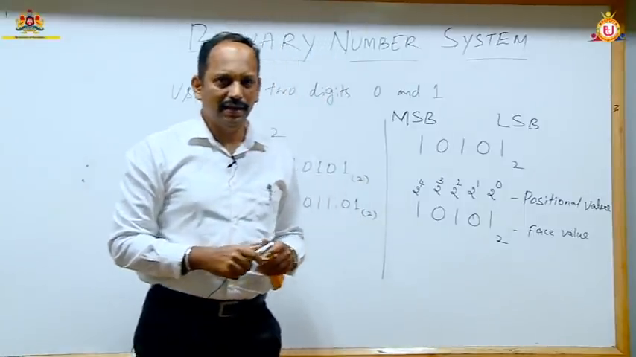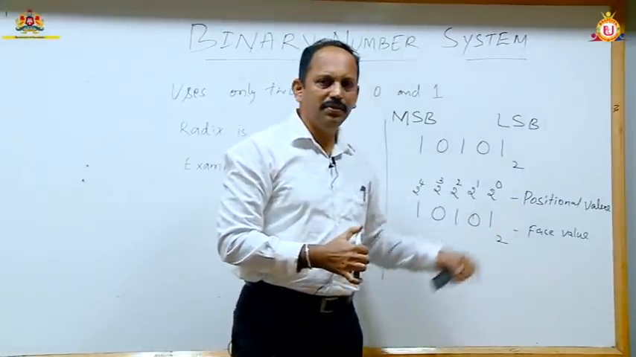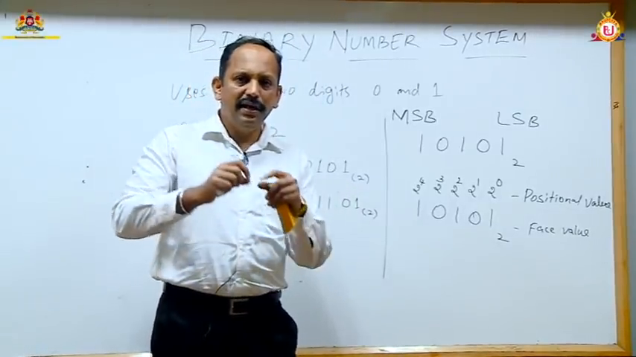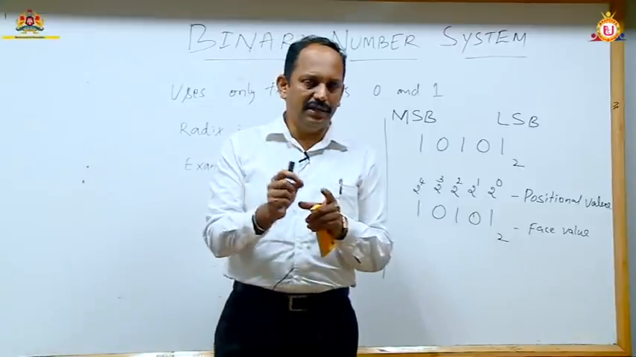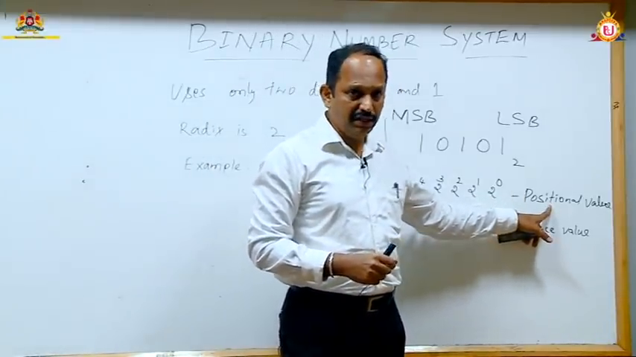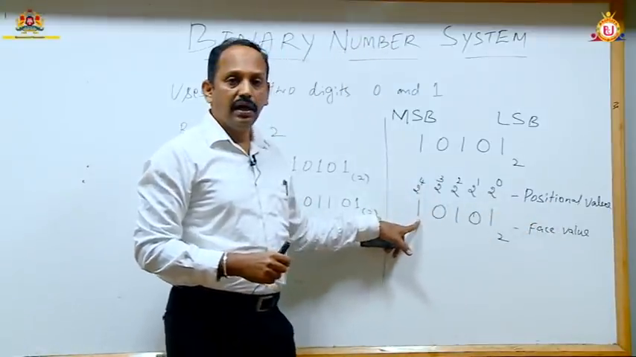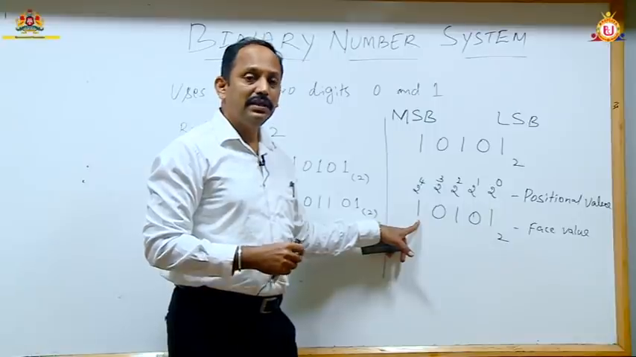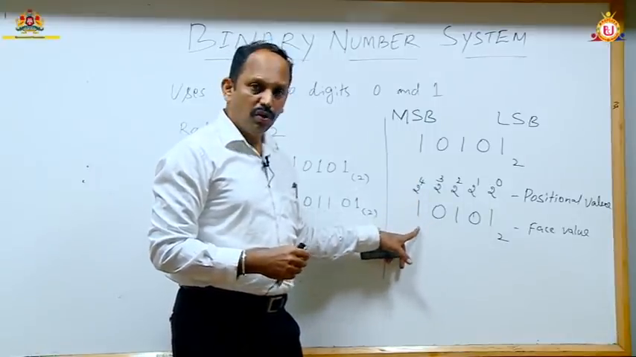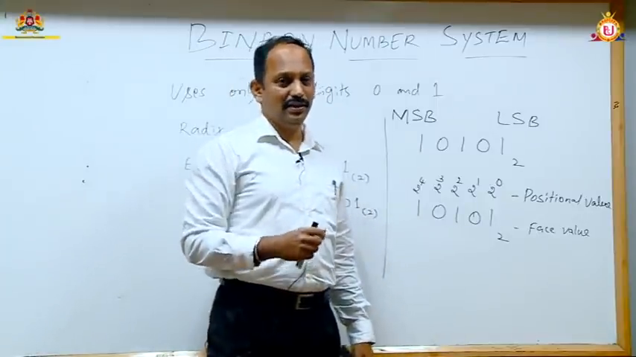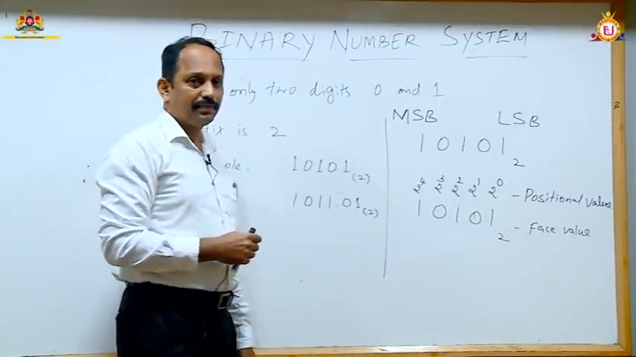In the last class I explained about the face value and the positional value. The face value remains the same irrespective of its position, but the value at the position will be multiplied to the face value, and the sum of those resultant values will produce the final result. Let us see how that works.